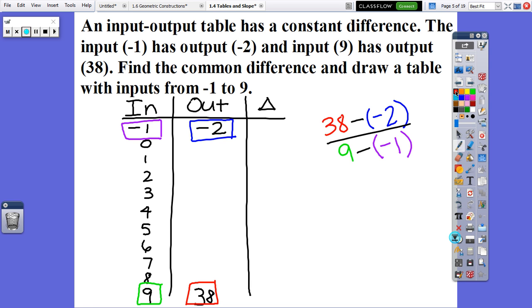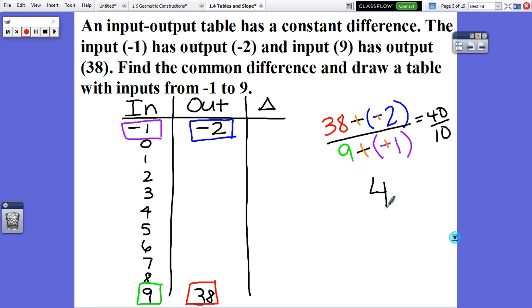Okay? So if we take 38 minus a negative 2, we all know that these turn into pluses. And the same thing with this right here. Okay, sorry. So you have 38 plus 2, which is 40. And you have 9 plus 1, which is 10. And then make sure that you reduce that, so 40 divided by 10 is 4. So that means that each delta along here is going to be 4. And mine are going to be really off, but you guys can fill that in on your own table. And then in order to figure out what your outputs are now, all you have to do is just take negative 2 plus 4, 2 plus 4, 6 plus 4, etc., and you should end up down at 38 here.